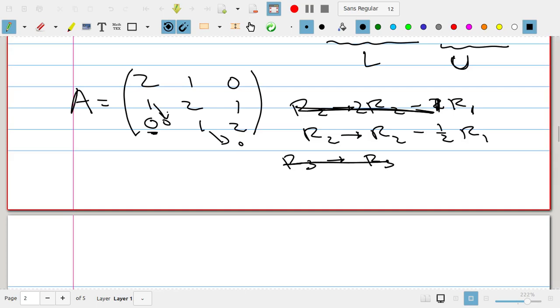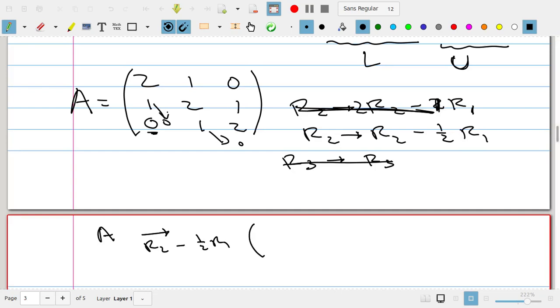Actually, let's do this first. Let's do R2 goes to R2 minus half R1. So if you do this, then A goes to R2 minus half R1. This becomes 2, 1, 0. So 1 minus half of 2 is 0. 2 minus half of 1 is 3/2. And 1 minus half of 0 is 0. And this, of course, is 0, 1, 2.